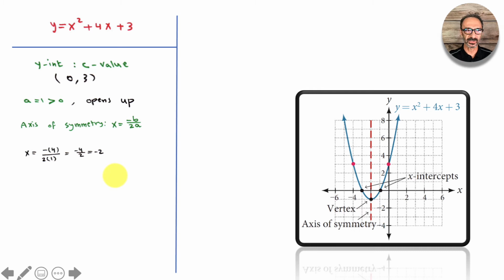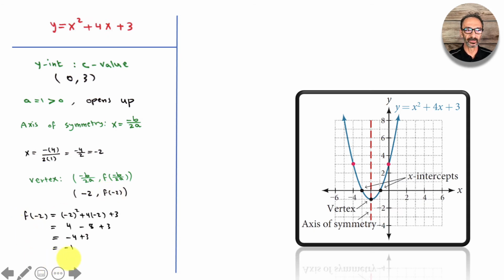Let's look for the vertex. Once you find the x component of the vertex, which comes from the axis of symmetry, you plug in that value, which is negative 2, into the equation, f of negative 2, and you end up with negative 1. I'll leave the steps for you. I'm not going to read all the steps, but it's already displayed to show you where I got the minus 1 from. So the vertex is (-2, -1).